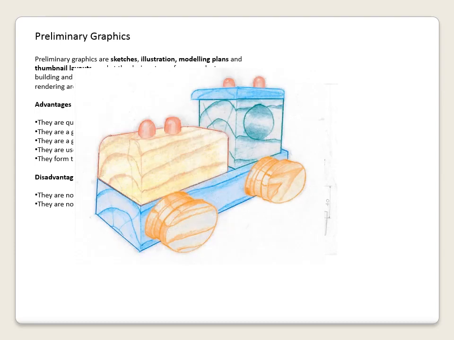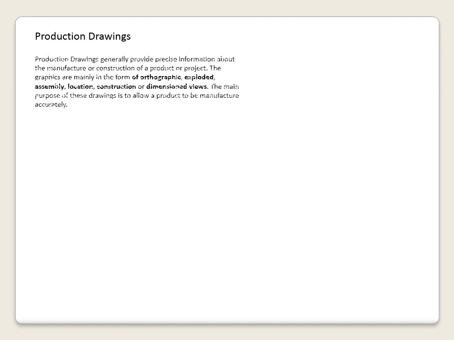Or we can have a rendered illustration. Again, if we were showing stuff to a client who's wanting this produced, we can show them what it looks like, give them an idea what the finished product will look like. So that's preliminary graphics. Production drawings.